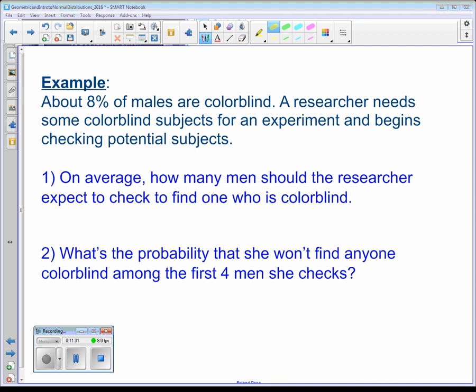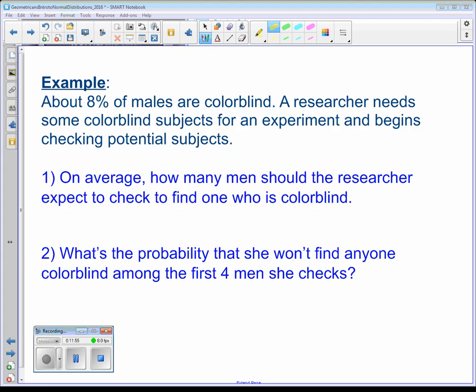So a researcher wants to find some colorblind subjects and begins checking some potential subjects. What do you think about number 1? On average. On average is a clue. It stirs some things up in my mind. I'm thinking, ooh, that means a formula of some kind. Before I can use a formula, what do I need to do first? Not yet. Before I can even use a formula, check those conditions.